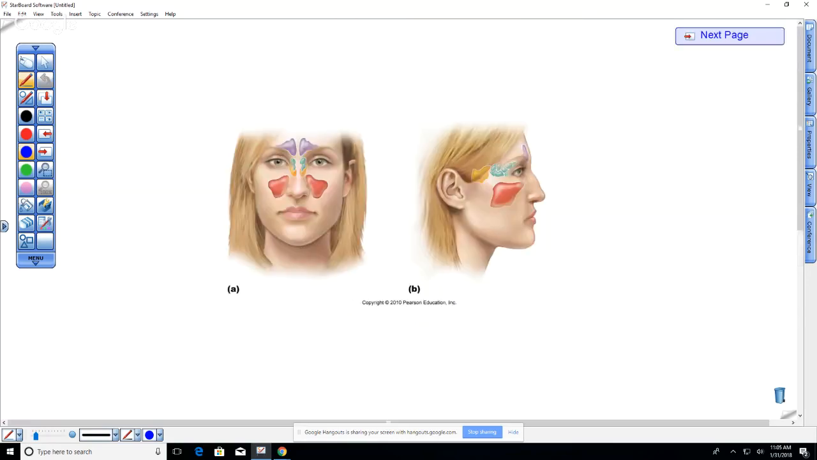Okay, we also talked about sinuses. And so you need to be able to identify the different sinuses. These have a variety of functions. So these are in the skull. One thing that they do is that they help to humidify the air.